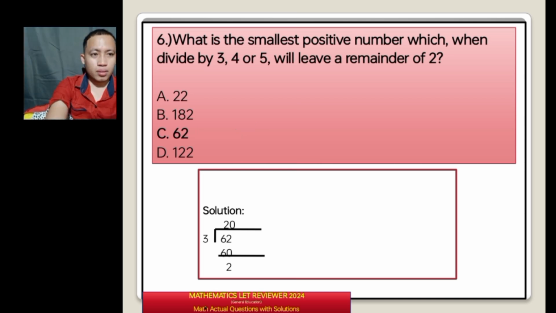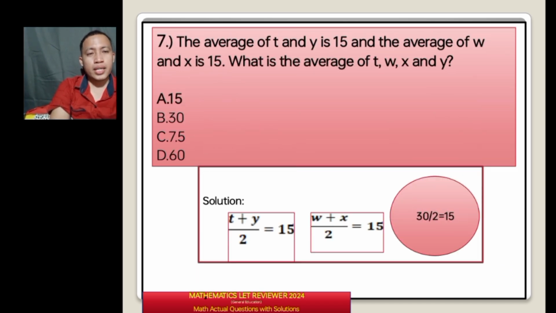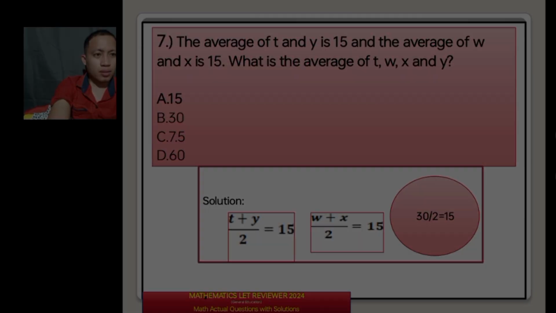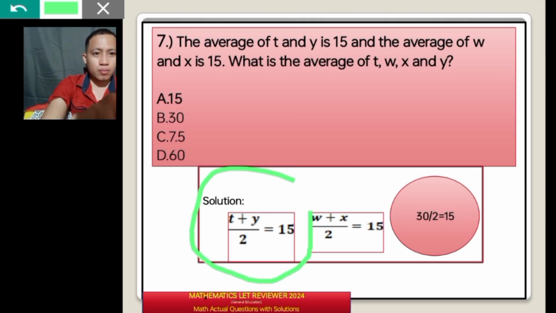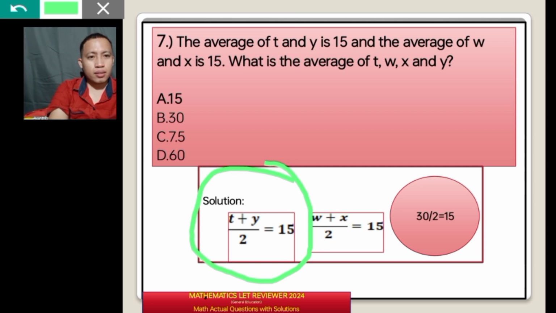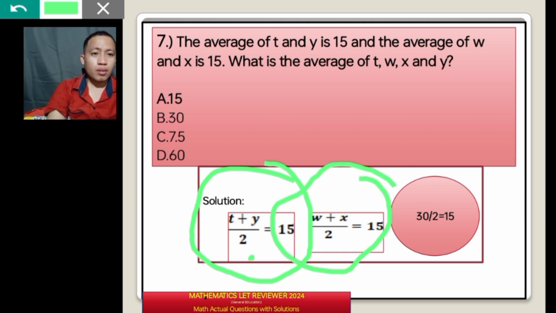Okay? Let's proceed to number 7. The average of T and Y is 15. Just like this. Yan po. Kinuha ang answer na 15 sa T and Y. Since there are two numbers, we will divide that 1 by 2. That is equals to 15. But given problem na yan. Then, we will continue. And the average of W and X is 15. Same process. We have two numbers, then divide by 2, that is equals to 15, based on the given problem.